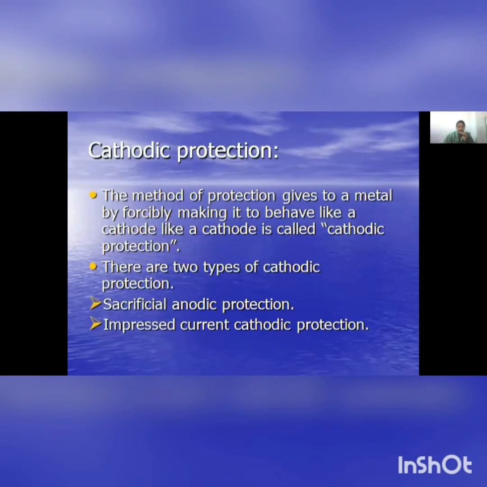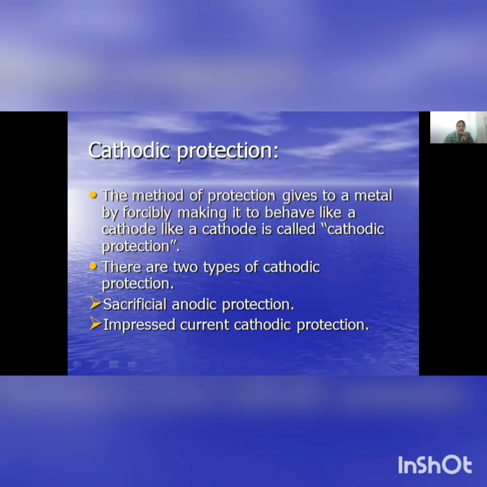And cathodic protection. What is cathodic protection? First of all, the definition of cathodic protection. The method of protection given to a metal by forcibly making it behave like a cathode is called cathodic protection. Here there are two types of cathodic protection: one is sacrificial anodic protection and the second one is impressed current cathodic protection.